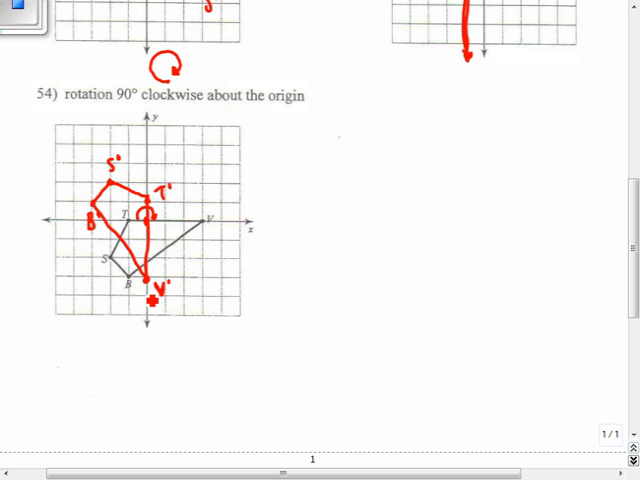Okay, any questions on our transformation?